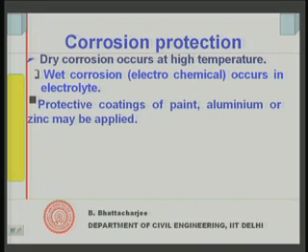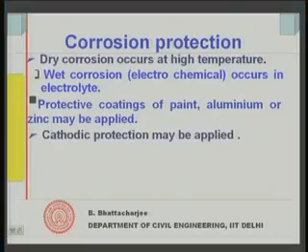What we do to protect against corrosion is apply protective coatings of paint, aluminum or zinc, or various kinds of protective painting, organic or epoxy paints, or aluminum or zinc coating. We can use cathodic protection, whereby, since we know that corrosion is an electrochemical process, we apply current from outside, what is known as an impressed current system, such that it neutralizes the effect of the electrochemical corrosion current.